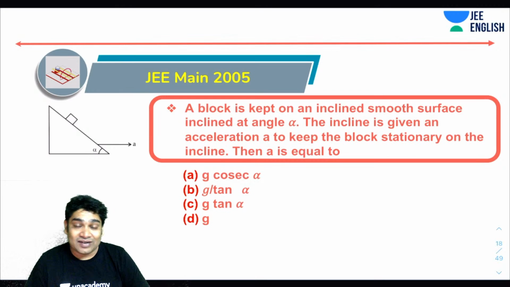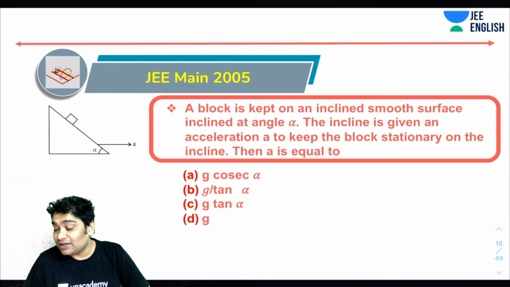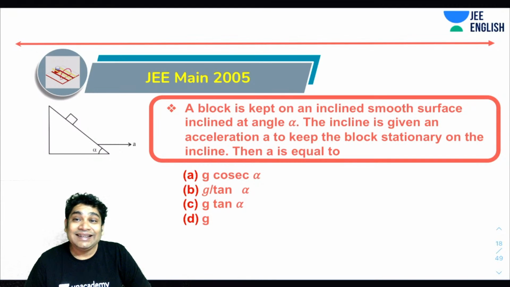So this was a question that was asked in JEE Mains 2005. Okay, so it says a block is kept on an inclined smooth surface which has an angle of inclination alpha, as you can see in the figure. The incline is given an acceleration a to keep the block stationary on the incline. Then a is equal to. Okay, so quickly try this.